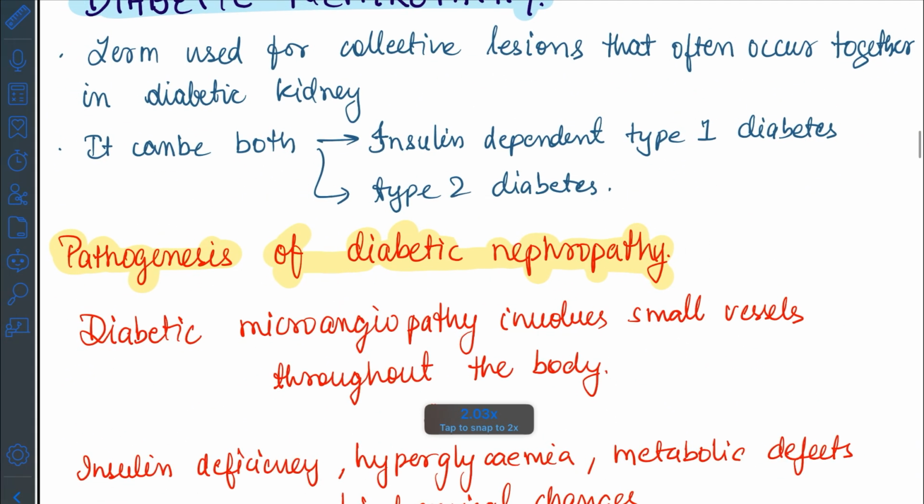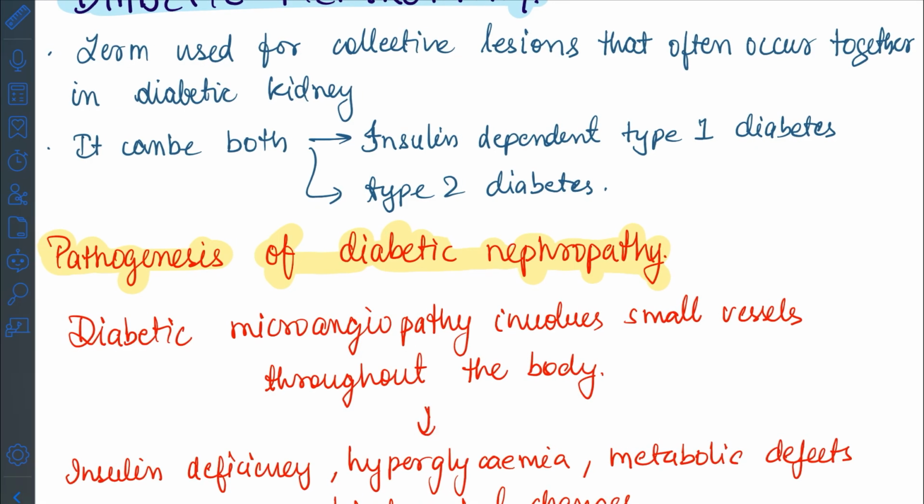Diabetic nephropathy is a term used for collective lesions which often occur together in the diabetic kidney. So there are lesions seen in the glomerulus of the kidney in diabetic patients, and the collection of such lesions ultimately leads to diabetic nephropathy. It can be either insulin dependent type 1 diabetes or type 2 diabetes. We already know about the types of diabetes.